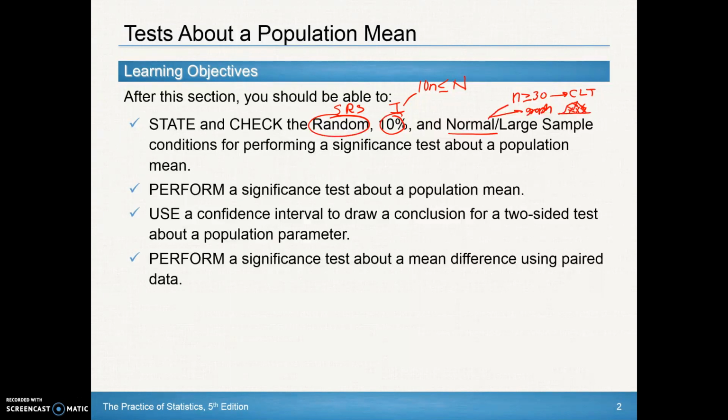We're going to perform a significance test about a population mean, so we're going to be looking at p-values. Use a confidence interval, so we're going to review a little bit of that from chapter 8, where we looked at confidence intervals. And then perform a significance test about a mean difference. So we'll be looking at the mean of one population minus the mean of another population. So we'll have to remember our rules for adding and subtracting means and adding and subtracting standard deviations.